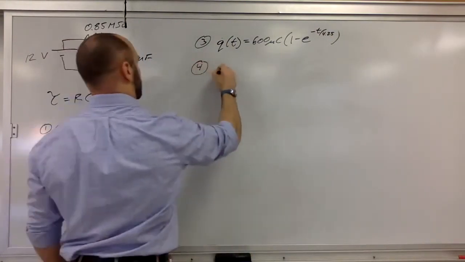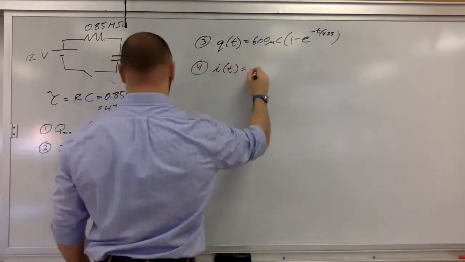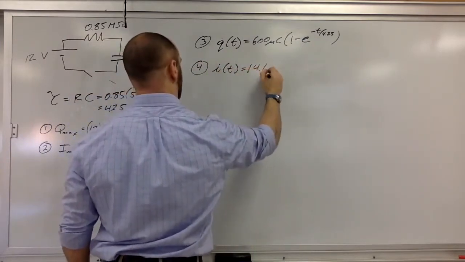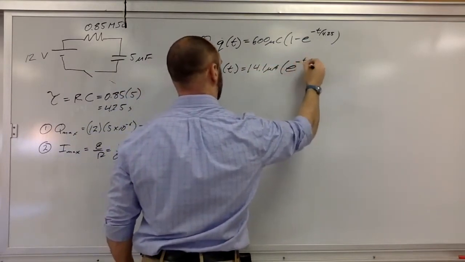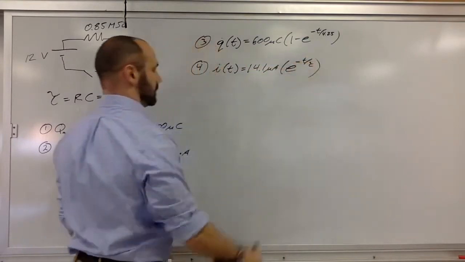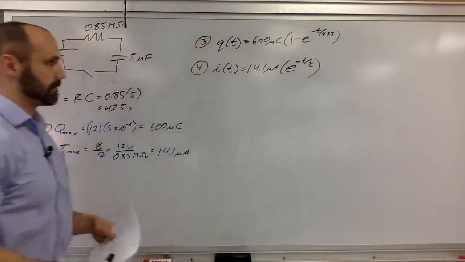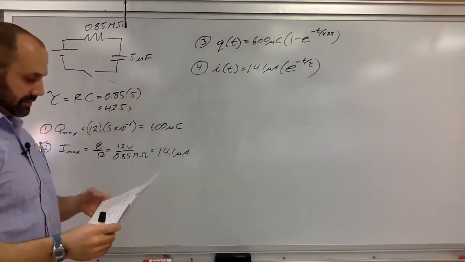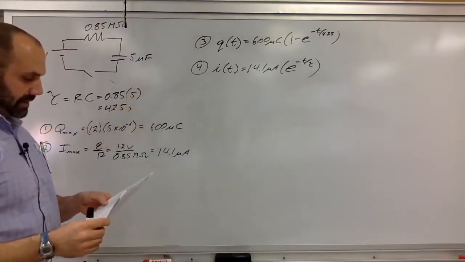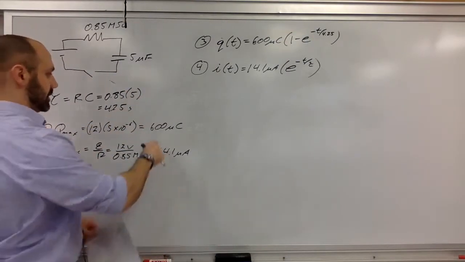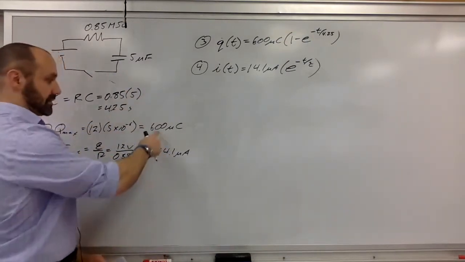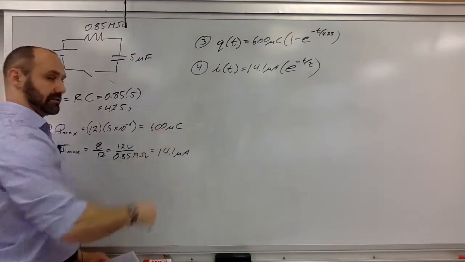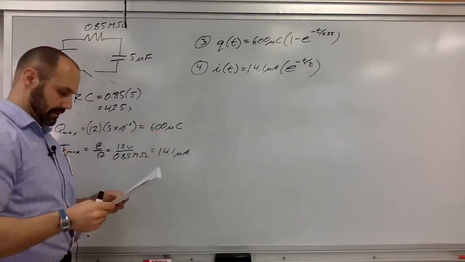4, current as a function of time is going to be this, 14.1 microamps. This is something decreasing, so e to the negative t over tau, where tau is 4.25. And those are our functions. The charge on the capacitor after 1 time constant, you take this, and after 1 time constant, the charge is 63%. So you just find 63% of 600. And I have that number.